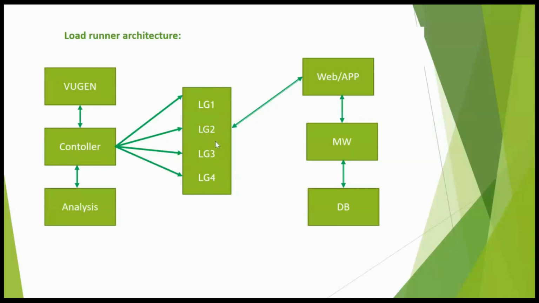Once we send the request, it goes to the web app server. From there, it goes to the middleware server, and from the middleware server, it goes to the DB server. Then we get the response from the DB server back to either the Controller or the load generators. This is the request flow for the LoadRunner architecture. Once the test is done, we generate the analysis file, where we analyze the test results. This is a brief about the LoadRunner architecture. This is the overview of LoadRunner.